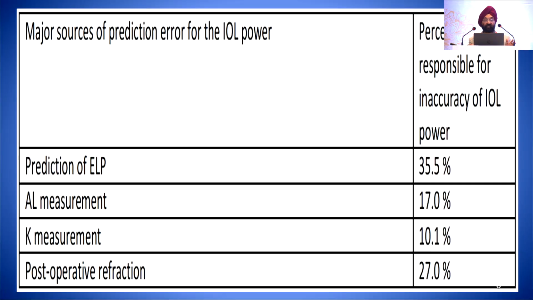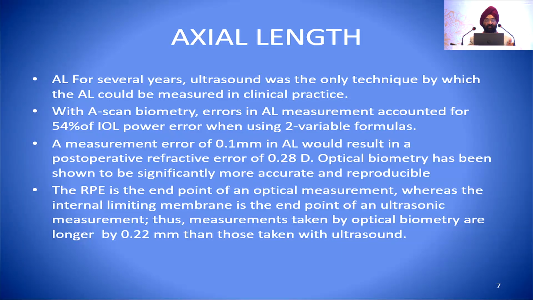Major sources of prediction error for IOL power, the most important is ELP prediction, which accounts for 35% error, followed by axial length and keratometry. Axial length was the most important parameter which is fed in, and a measurement error of 0.1 millimeter would result in post-operative refractive error of about 0.28 diopter.